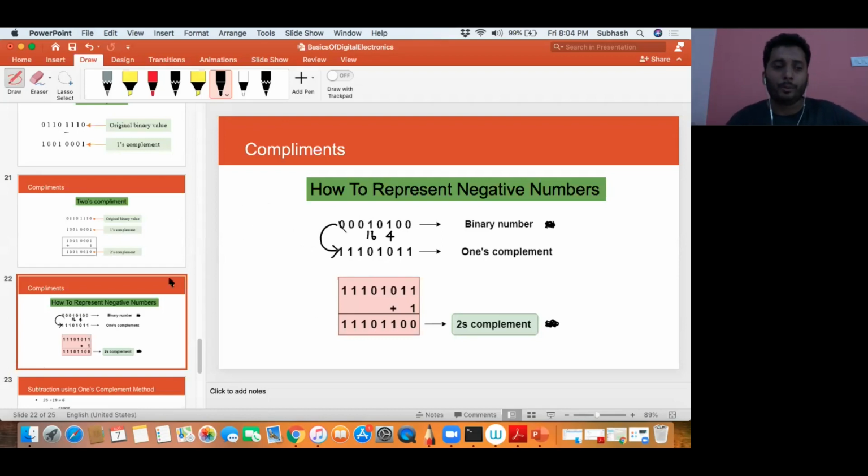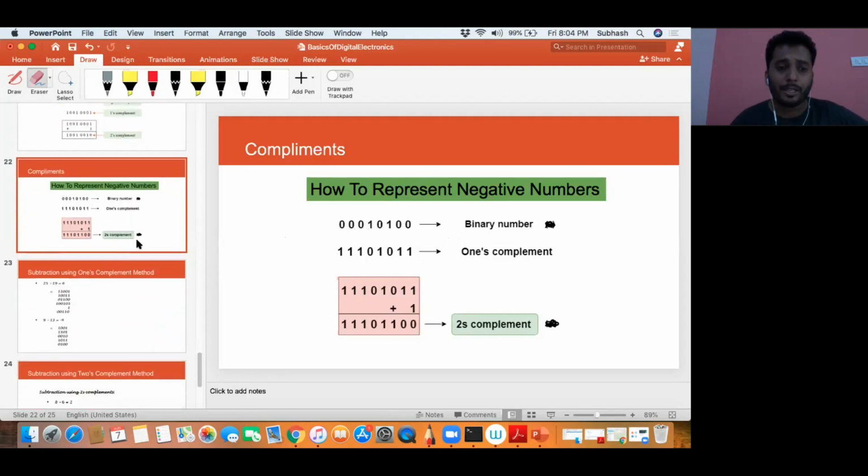Now I hope you understood how to represent negative numbers using the 2's complement method. All digital electronics available on any computers around the world will always represent negative numbers using the 2's complement method itself, because it is very easy to do in binary format. That is the thing. Now having said that, we'll move to the next slide.